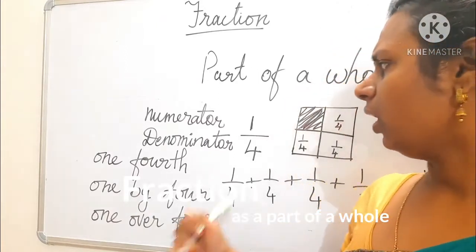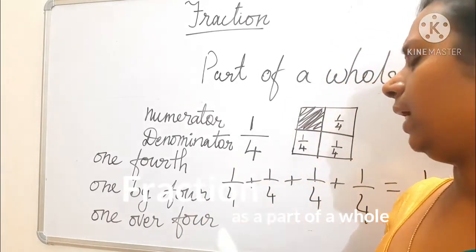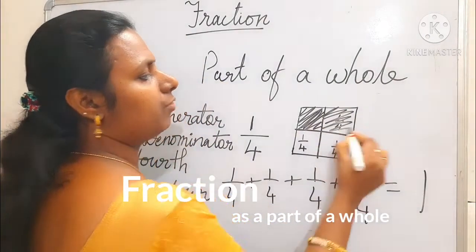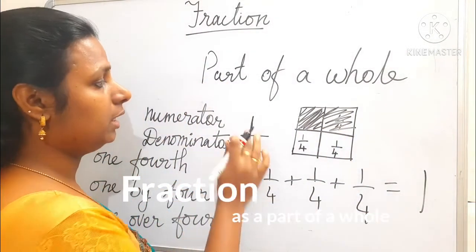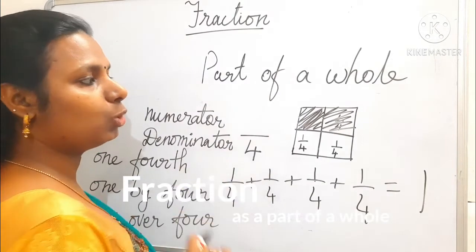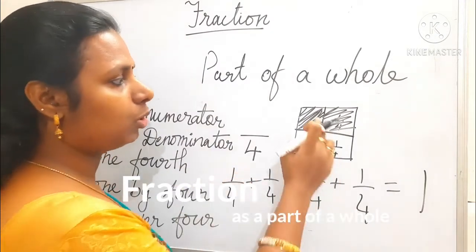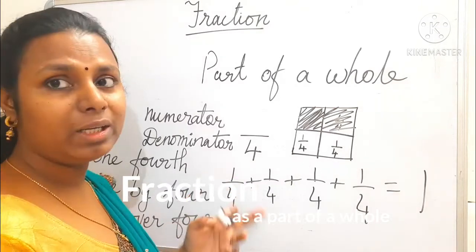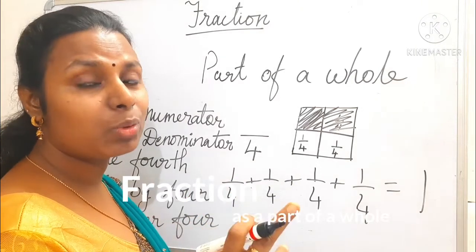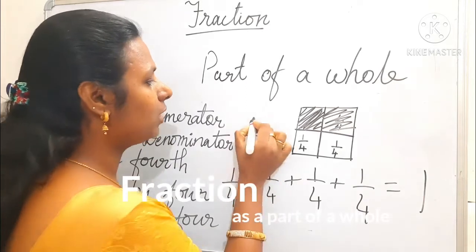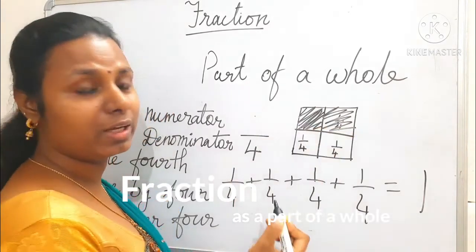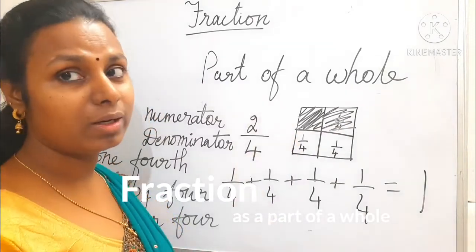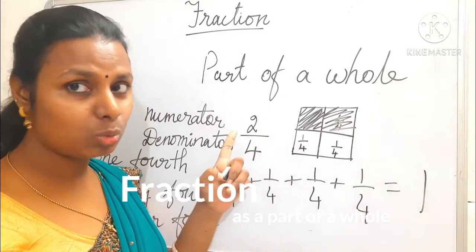Okay. So now, in case we are taking two boxes, what will be the numerator? The denominator will be the same because total parts are 4. But what about the numerator? Two parts we have taken. Two parts are shaded. So the numerator is going to be 2.